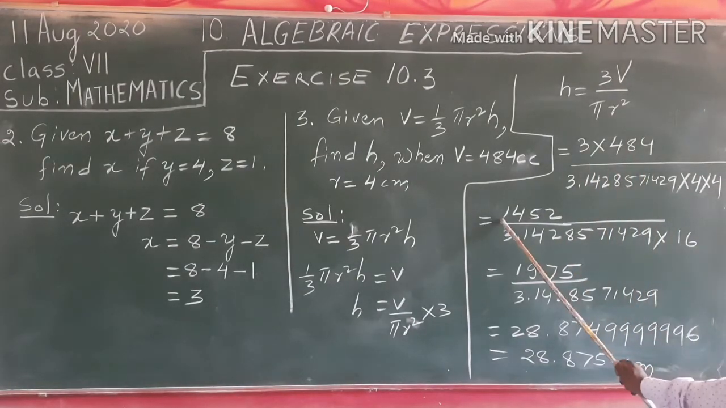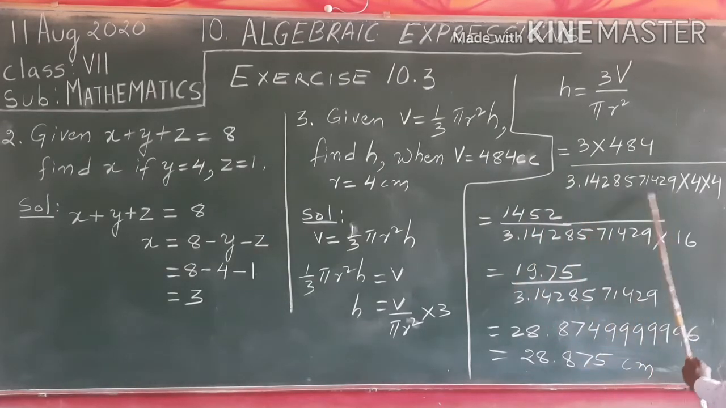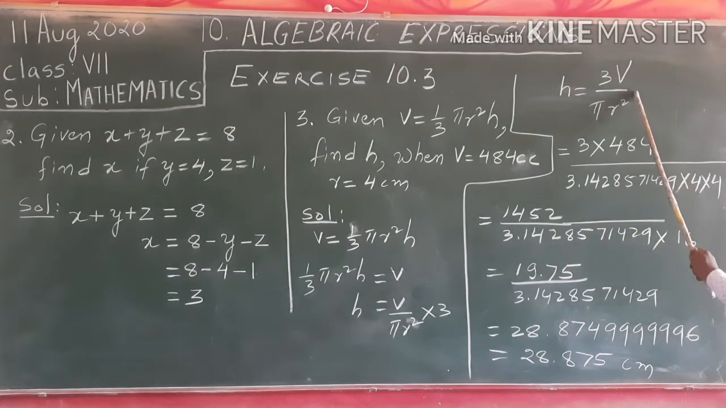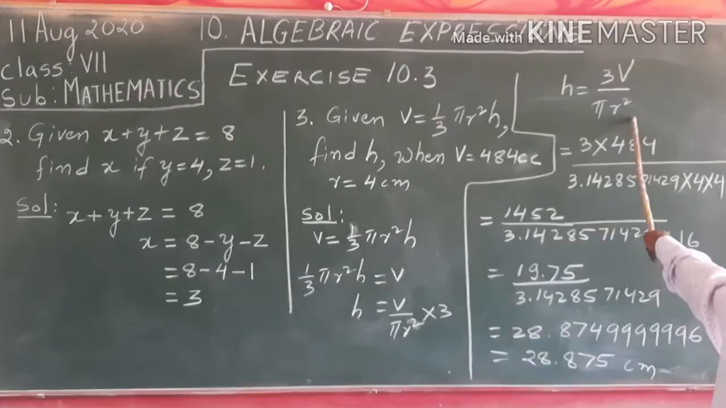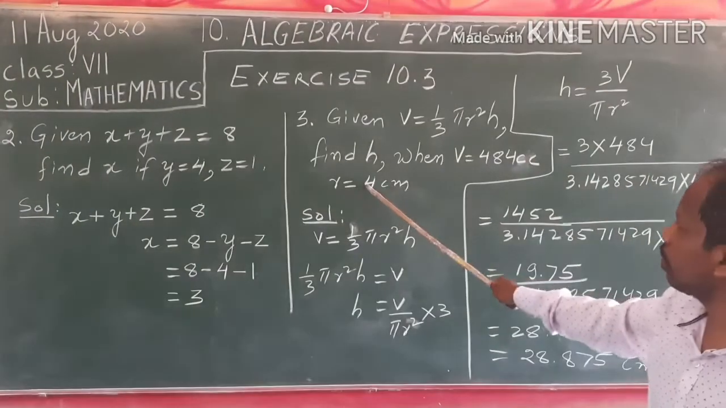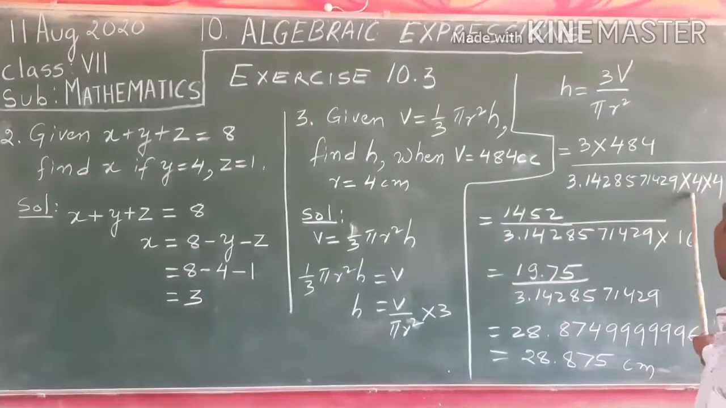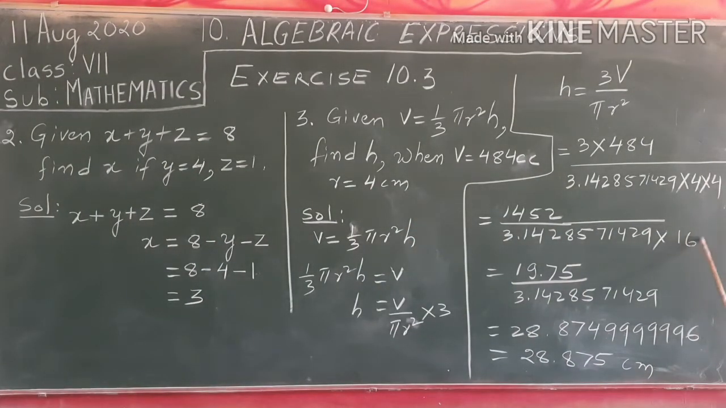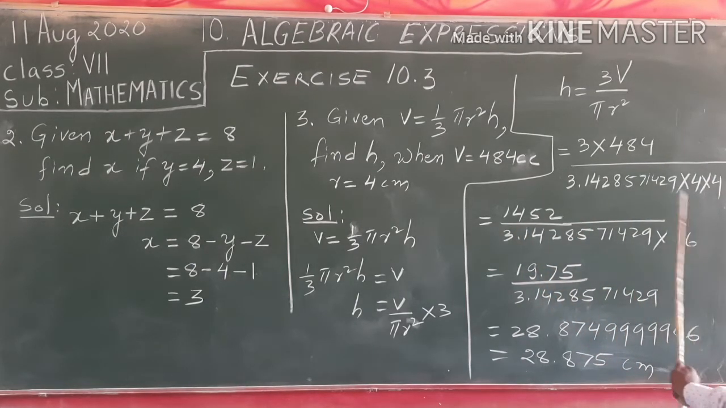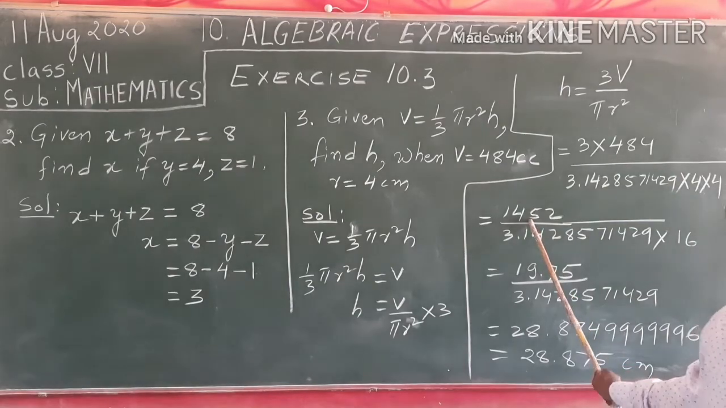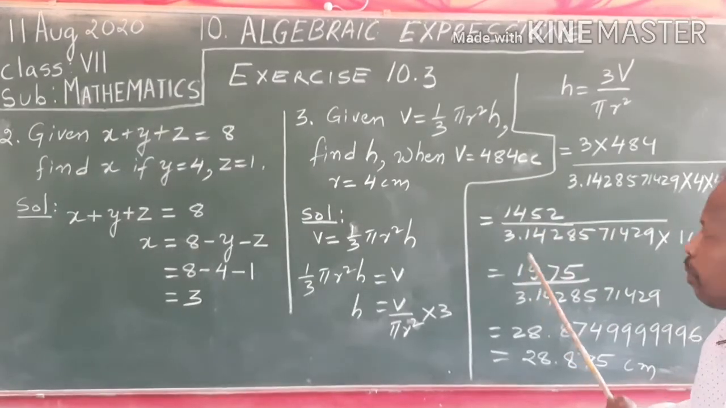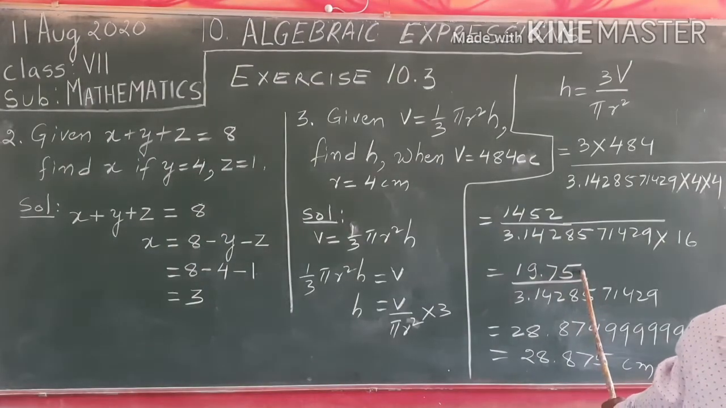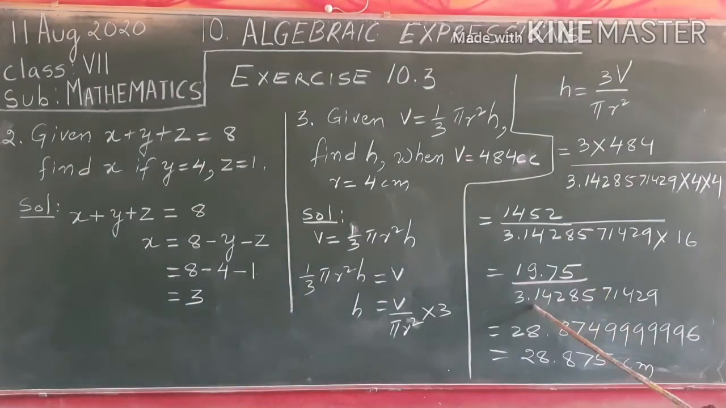Now multiply, we get 1452 and just copy it. And this r square simply means r into r. So what is the value of r? 4. So 4 into 4 is 16. Now this one, multiply with 1452. And on dividing 1452 by 16, we get 19.75.